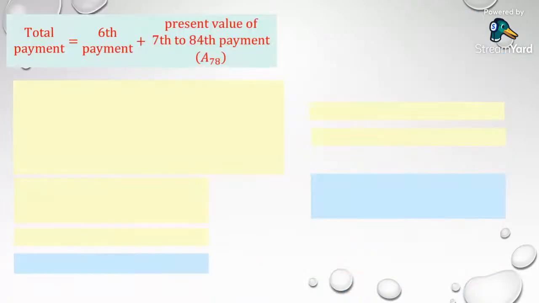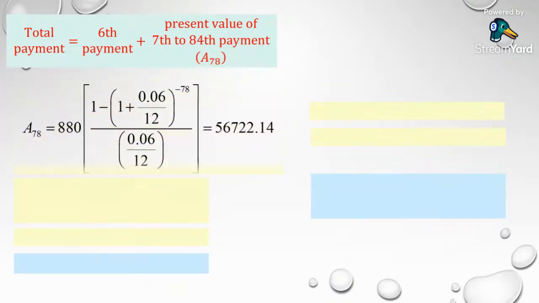The next part, the total payment will be the 6th payment plus the present value of the 7th until 84th payments, simplified as A_78. So let us try to calculate what A_78 is in this case here. I have 56722.14.